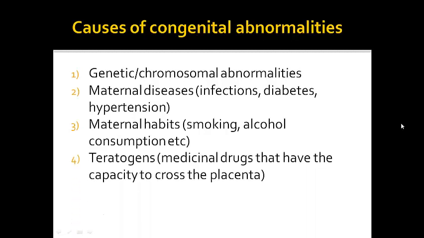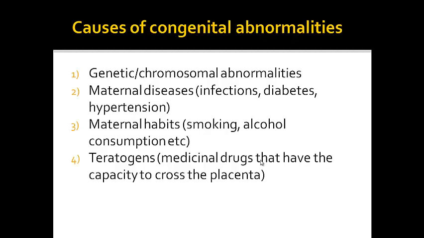Teratogens, which are medicinal drugs that have the capacity to cross the placenta. Now, this differs from point number 3, because with maternal habits, things like smoking and alcohol consumption, these are things that the mother is choosing to consume. Okay? With medicinal drugs, this usually means that the mother has a certain condition that is forcing her to take this medication. So she either has a certain illness or a certain pregnancy-related condition, and she has to take the medicine.